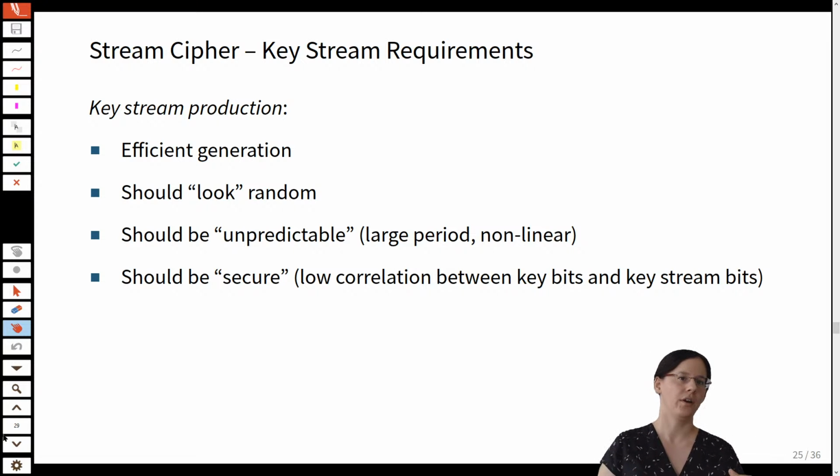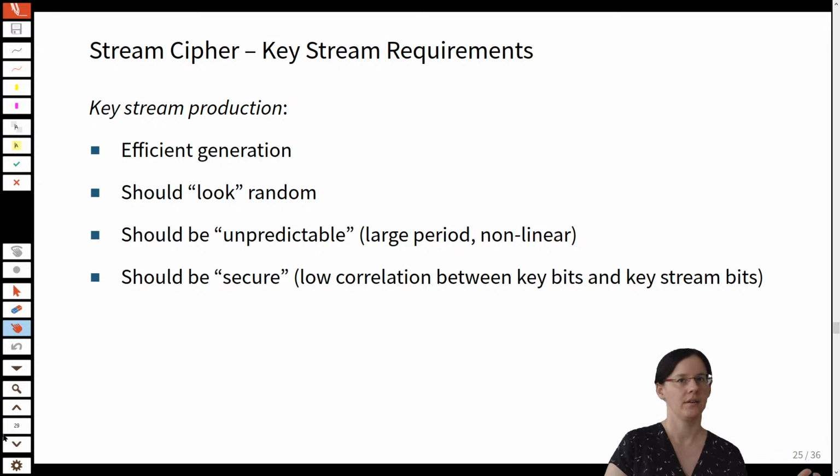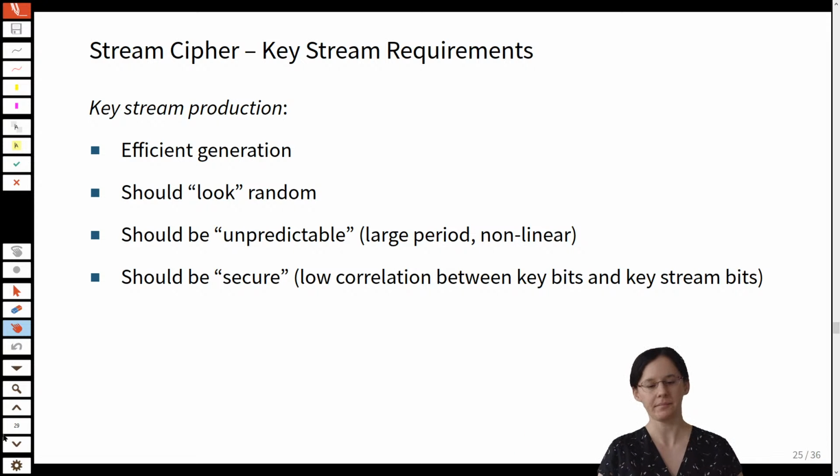So they will potentially learn some parts of the plain text, or at least be able to say which plain text is more likely than another plain text. So it should look evenly distributed.